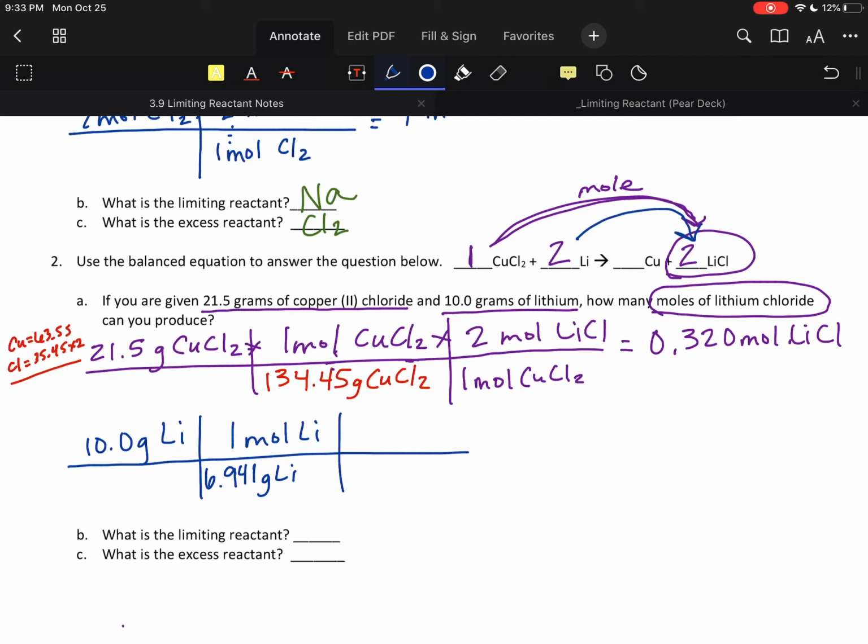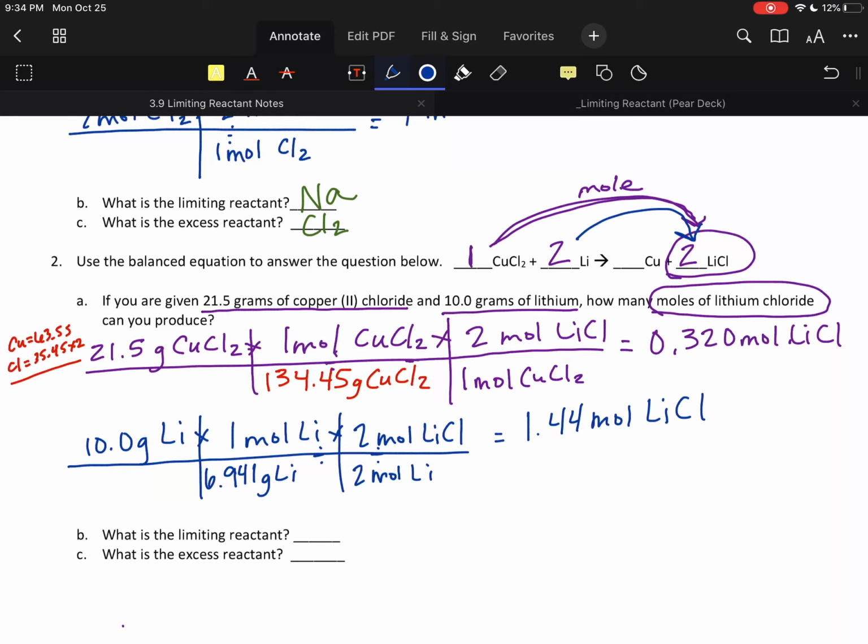Now that I have moles of lithium, I can go over here to moles of lithium chloride. So for every 2 moles of lithium, I can make 2 moles of lithium chloride. So now again, I'm going to plug in my calculator, multiply by the top, divide by the bottom. So 10 times 2. I end up with 1.44 moles lithium chloride.